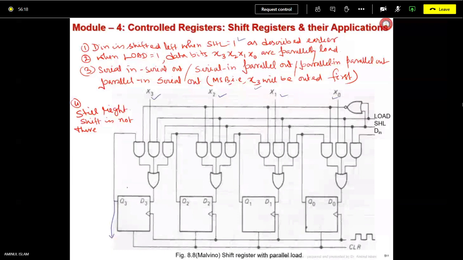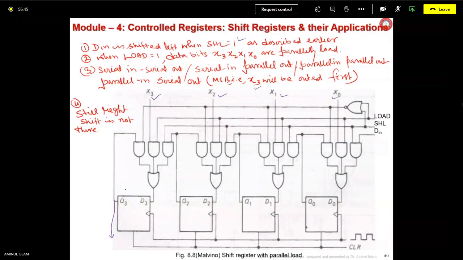Still, right shift is not there. Right shift is not there. So we cannot say it is a universal shift register. Universal shift register should have all the capabilities. Okay. So is it understood? Let us try something new. Whether parallel loading, shift left, you have understood.